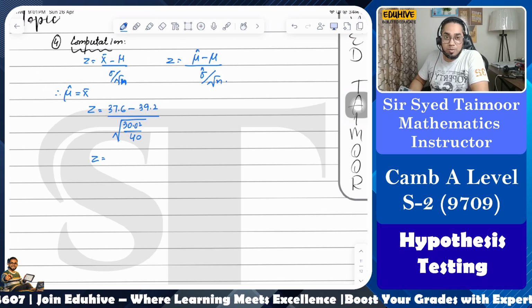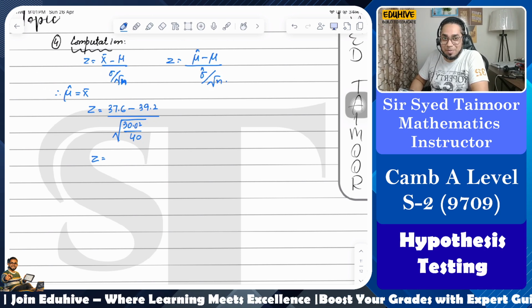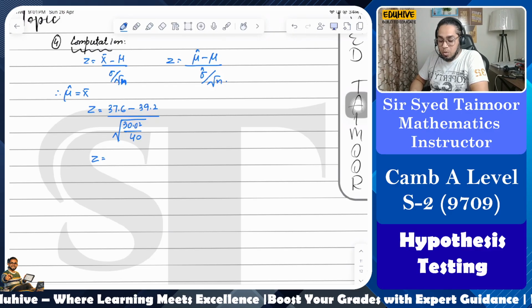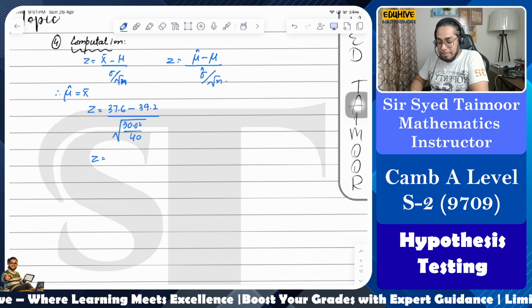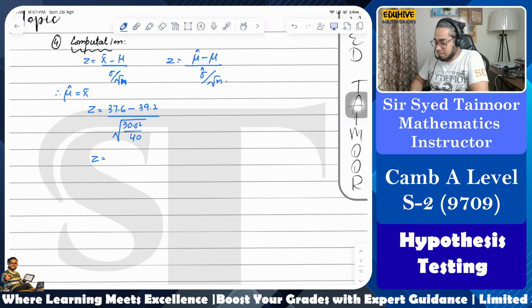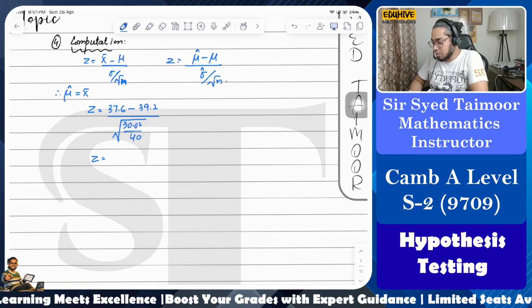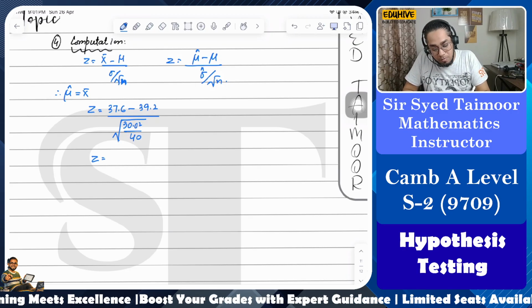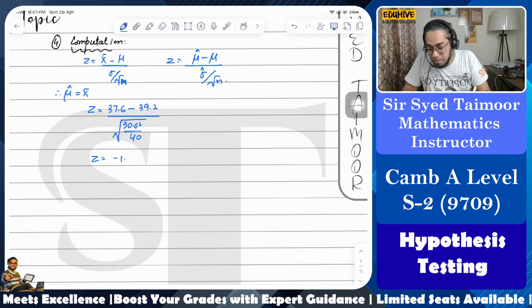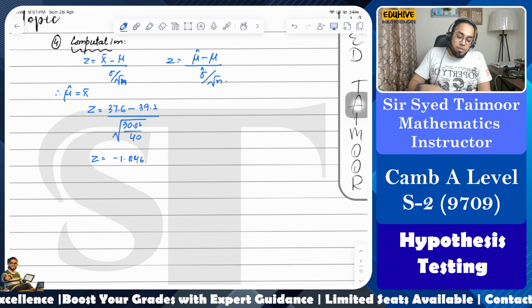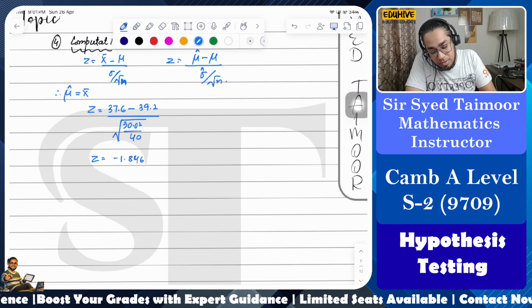X bar minus mu, not mu minus x bar. X bar minus mu, minus 1.846.